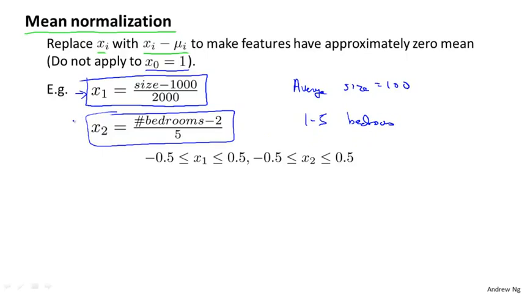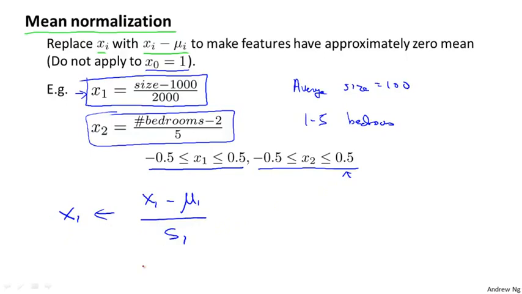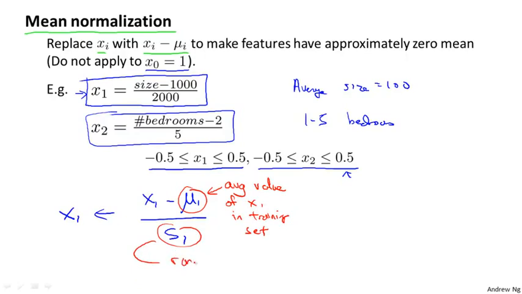In both of these cases, you therefore wind up with features x1 and x2 that can take on values roughly between -0.5 and +0.5. It's actually not true, x2 can actually be slightly larger than 0.5, but close enough. And the more general rule is that you might take a feature x1 and replace it with x1 minus mu1 over s1, where mu1 is the average value of x1 in the training set, and s1 is the range of values of that feature. And by range I mean, let's say, the maximum value minus the minimum value.